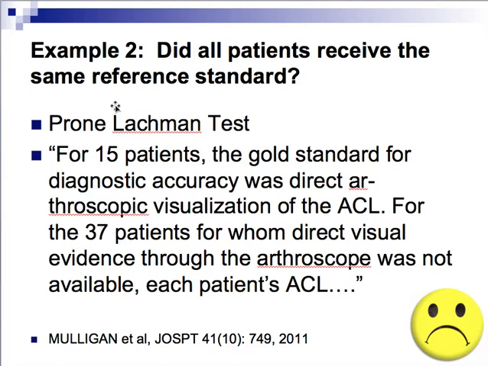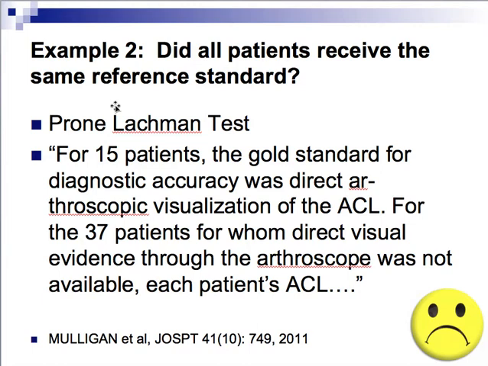And so this was a recent article in 2011 evaluating the accuracy of that. Well, for 15 patients, the gold standard for diagnosis is direct arthroscopic visualization of the ACL. For the other 37 patients, they didn't have direct visualization. In other words, they were unclear whether they had an ACL injury or whether they were going to opt for surgery, so they weren't undergoing an arthroscopy. So they decided to try to include them anyway.